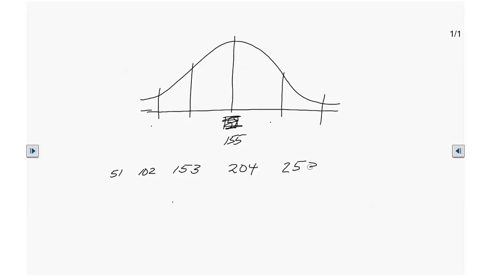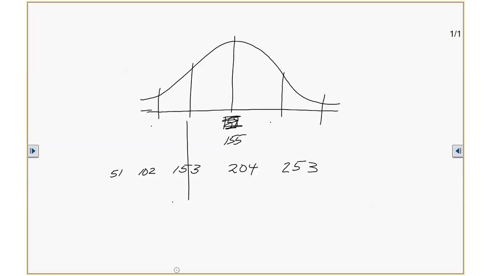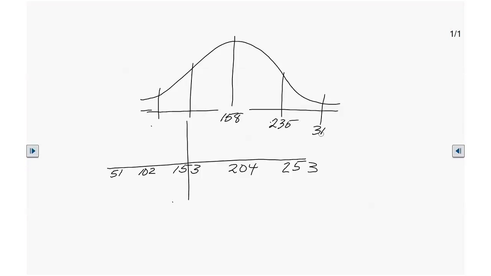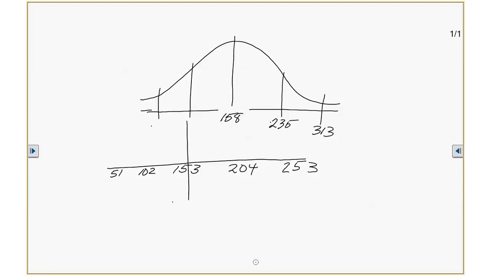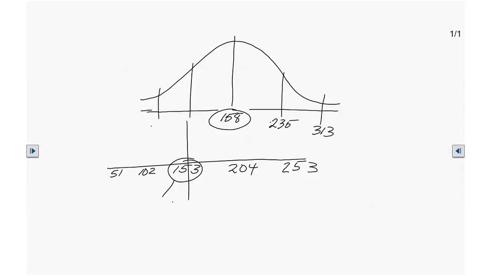And the middle being 153, what was ours? What's our mean? What was our mean on that first group? 158. And then what was 2 standard deviations? 235. And 3 what? 313. So you see there's a difference. But as far as the median, was it far off? No. So the range rule of thumb, or whatever they call it, is pretty close, but it's not reliable all the time.